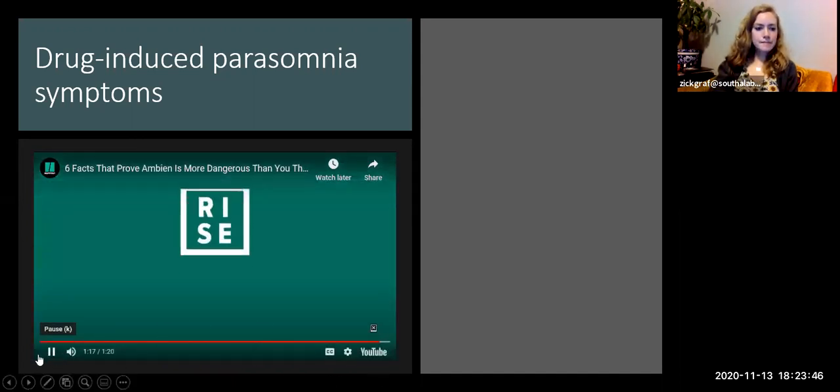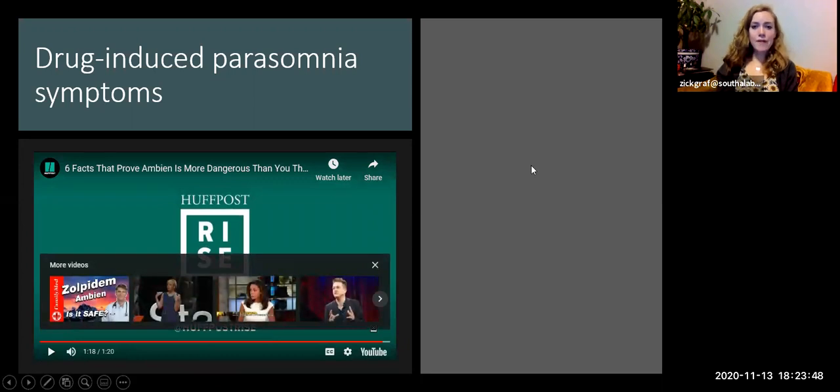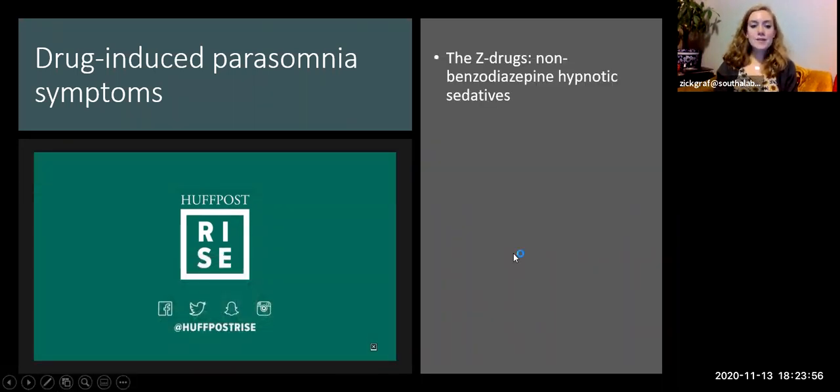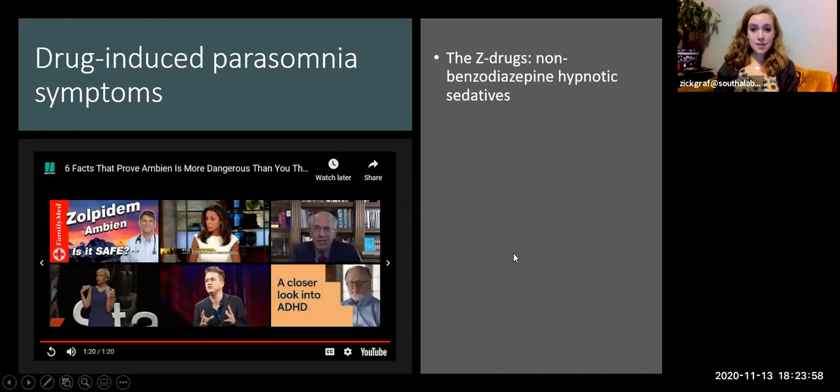Okay. So that's just a little summary of how the drug Ambien can cause non-REM parasomnia behavior. Ambien is part of a class of drugs known as the Z drugs, because the generic names of them all start with Z's. The generic name of Ambien is zolpidem. They are non-benzodiazepine hypnotic sedatives.